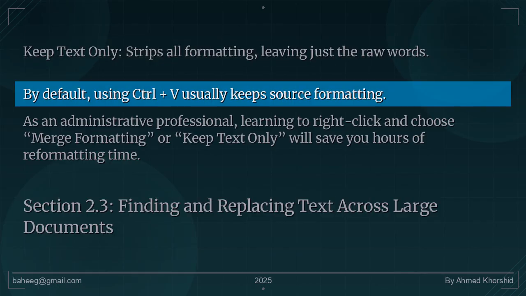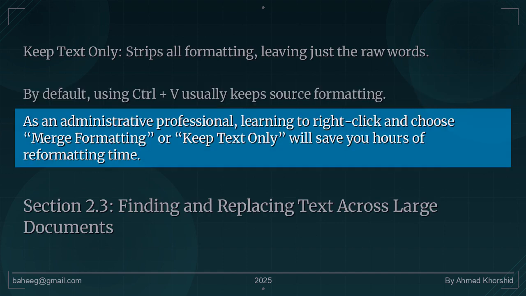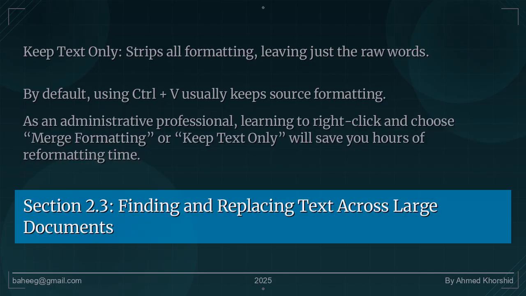By default, using Ctrl+V usually keeps source formatting. As an administrative professional, learning to right-click and choose Merge Formatting or Keep Text Only will save you hours of reformatting time. Section 2.3 Finding and replacing text across large documents.